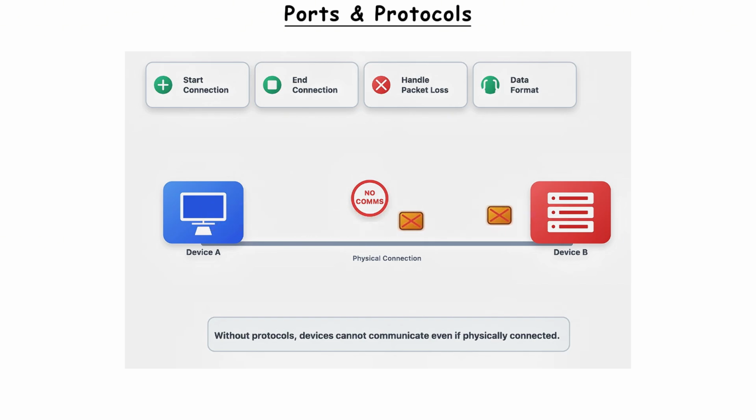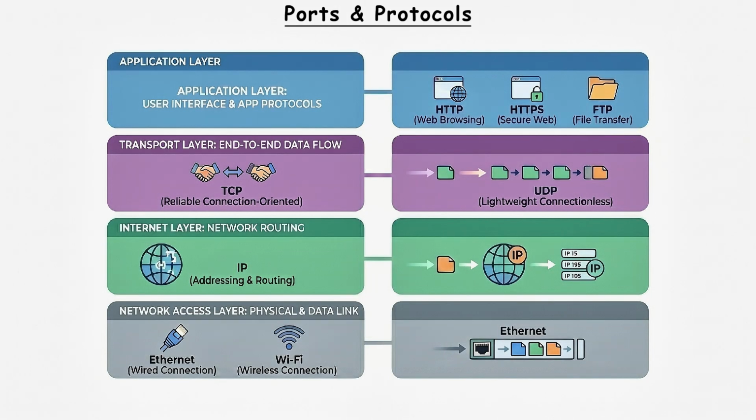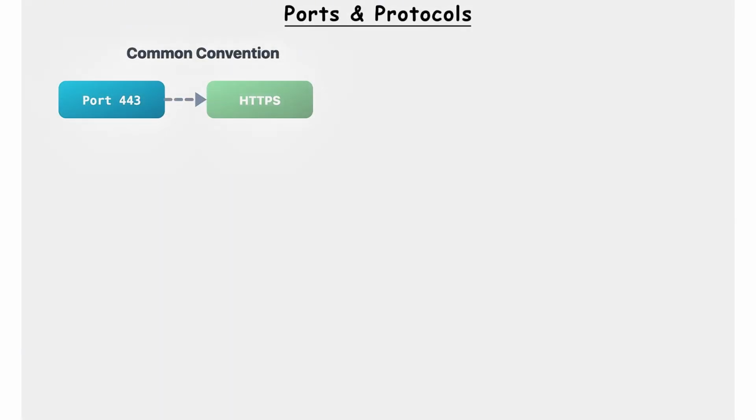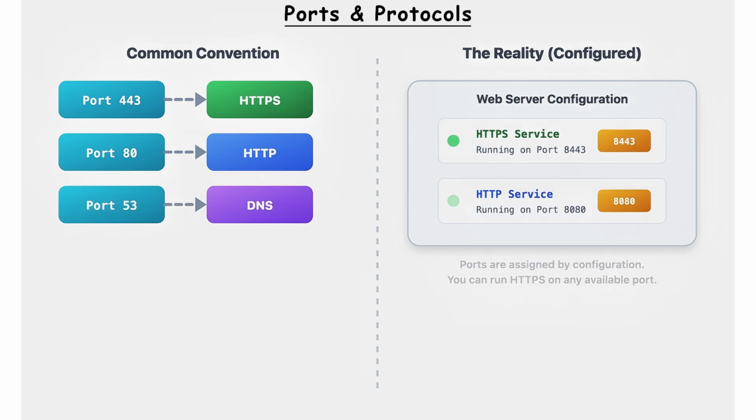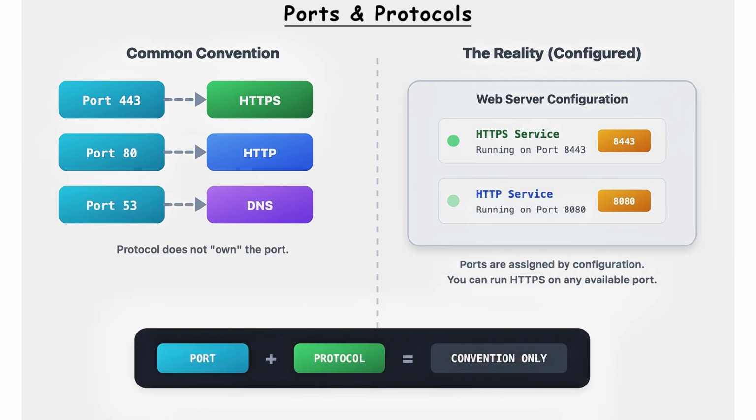Now, it is worth knowing that protocols exist at each layer of the TCP/IP stack, right from the physical layer to the application layer. Protocols are used in almost every layer of the communication process. Now, in the networking world, you probably hear that port 443 is for HTTPS, port 80 is for HTTP, port 53 is for DNS, amongst others. Now, this is mostly right, but also a bit nuanced.